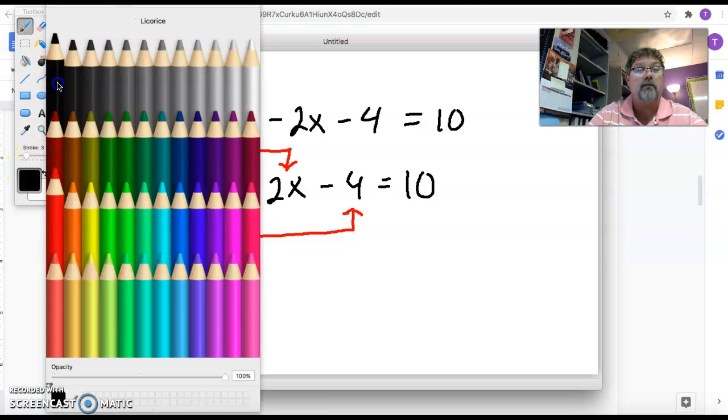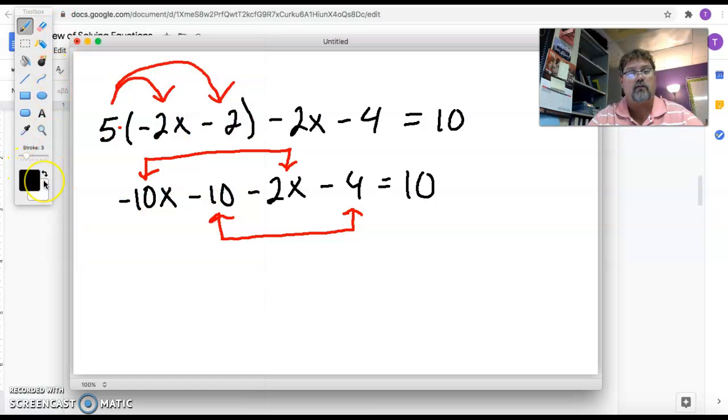But I don't know. I might get in trouble with 10. So negative 10x minus 2x is negative 12x. Uh-oh. Pen's going crazy. Negative 10x minus 2x is negative 12x. Negative 10, negative 4 gives me a negative 14. And we're still equal to 10.